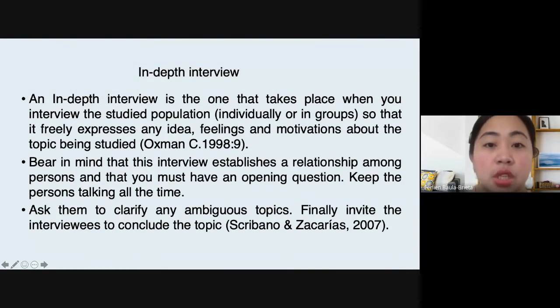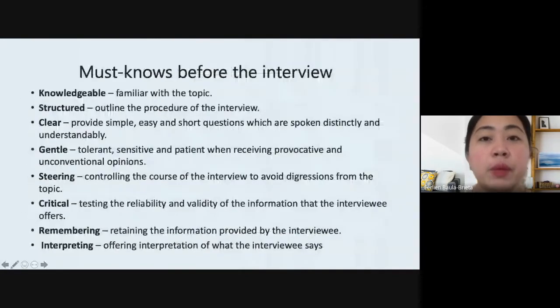So these are the general background of in-depth interview. But before doing the interview, take note of the following. You have to be knowledgeable of the topic. You have to prepare. If it's a structured interview, you have to prepare your questionnaire. You outline the procedure starting from the opening until the closing or the concluding remarks. Then it has to be clear.